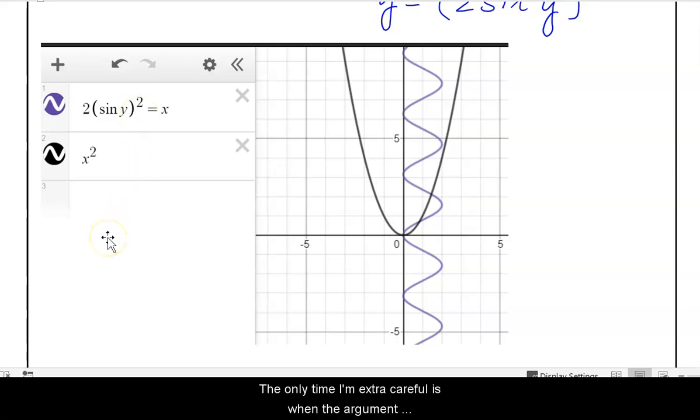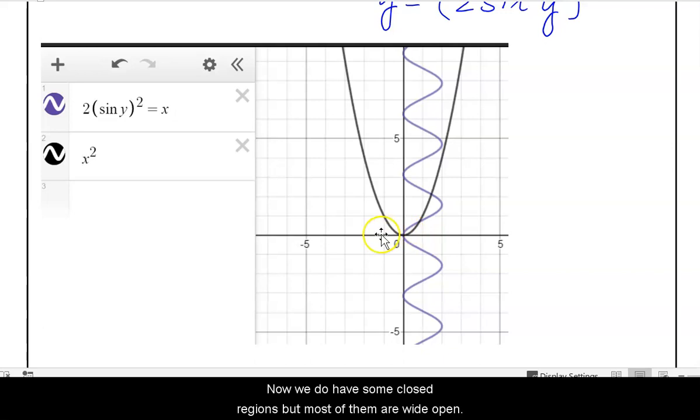The only time I'm extra careful is when the argument to the trig function is more than a simple variable y or x. In those cases, I tend to use parentheses because occasionally there are glitches in the code and you could possibly get the wrong curve. You'll see here in black the simple parabola.